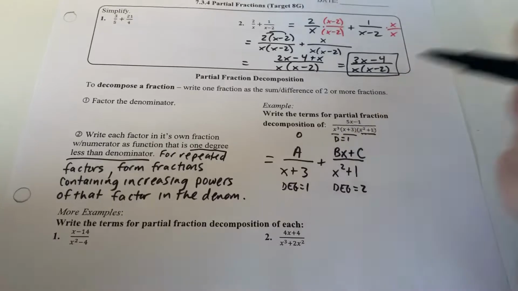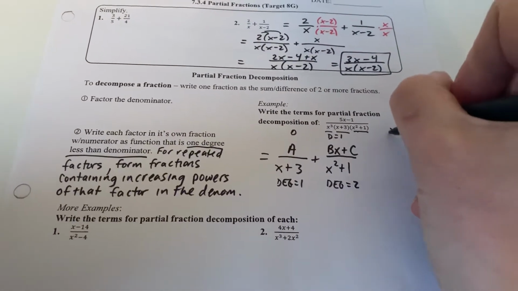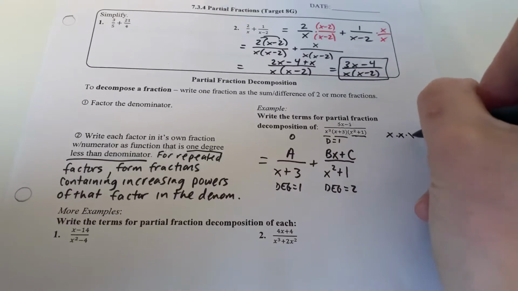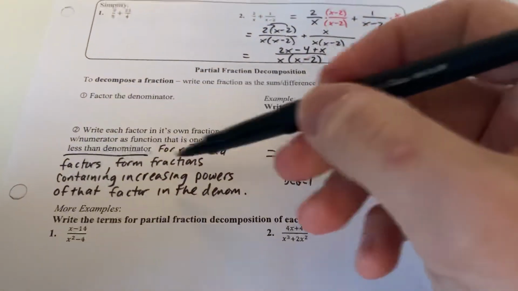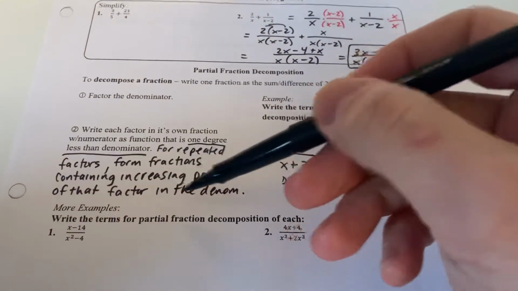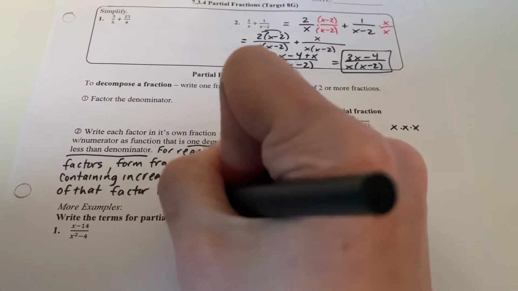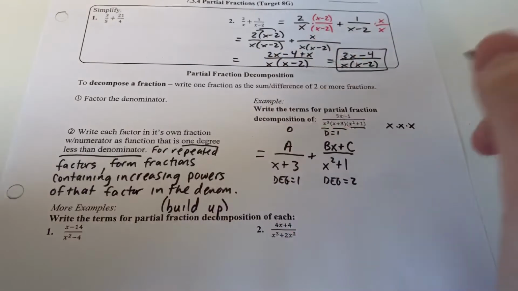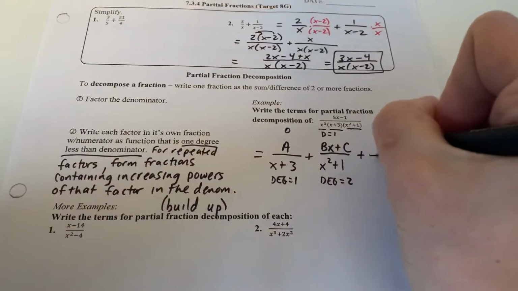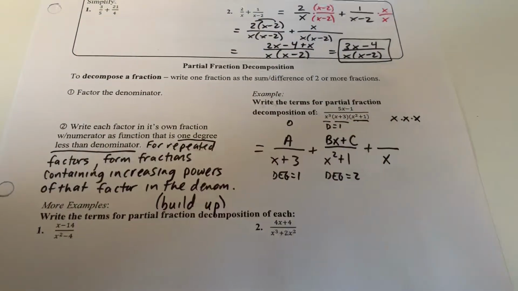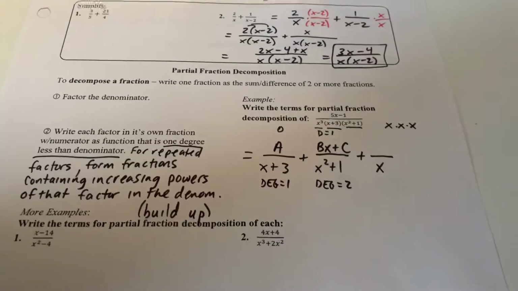Okay, next up is x to the third. Now, for repeated factors, x to the third is really x times x times x. So my factor of x is repeating 3 times. I form fractions containing increasing powers of that factor in the denominator. I like to call this building up. We want to make x to the third by the end of this, but we need to start with x to the first power, and then we're going to increase powers to 2 and increase powers to 3.